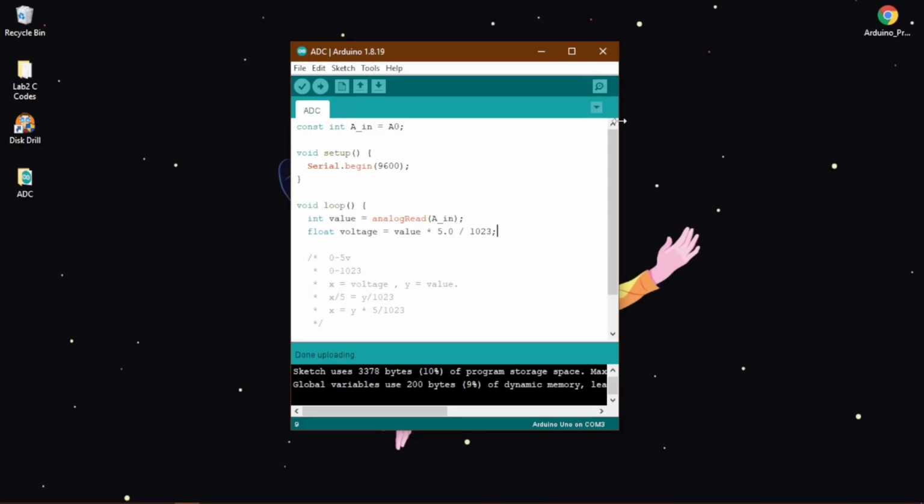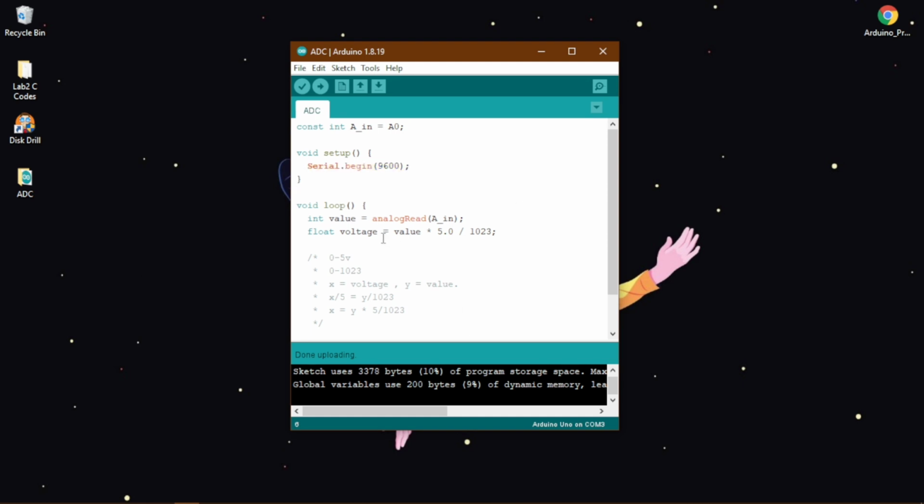In the Arduino IDE, the first thing we do is define the analog pin, which is the A0 pin on the Arduino board. To do that, we write const int a_in, which means analog in, is equal to A0, the pin number of our analog pin. Then we go to our void setup part and we write Serial.begin to establish the connection between our Arduino and the serial monitor of the IDE. Then we have the main part of our program, that is the void loop part.